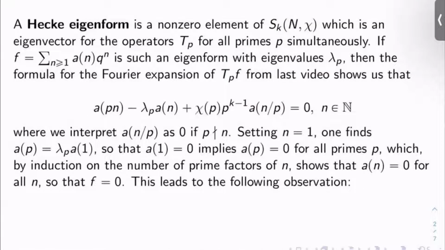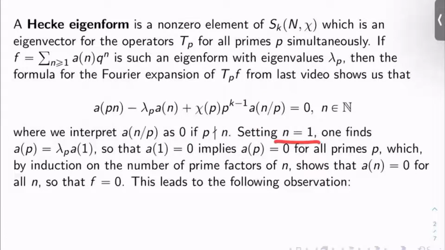If f is the sum over n at least one of a(n) q^n, such an eigenform with eigenvalues lambda_p, then the formula for the Fourier expansion of T_p f from the last video tells us that we have the following recursion relationship: a(pn) minus lambda_p a(n) plus chi(p) p^(k-1) a(n/p) equals 0 for all natural numbers n. And if p doesn't divide n here, a(n/p) is just to be interpreted as 0.